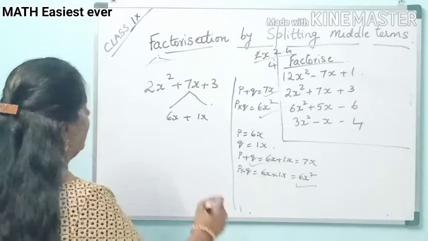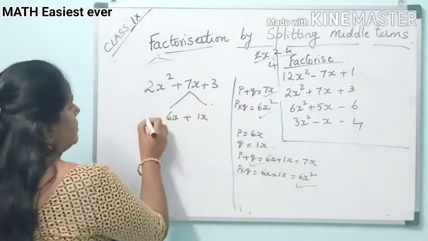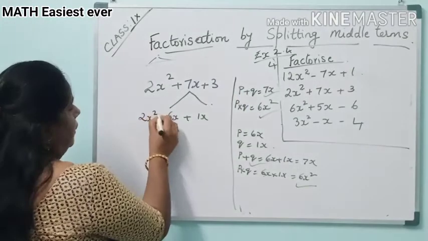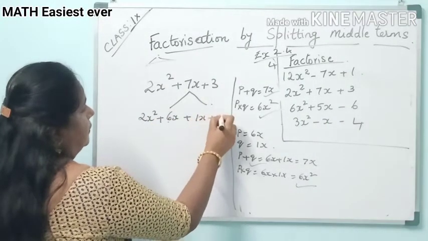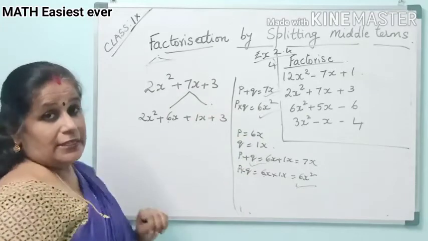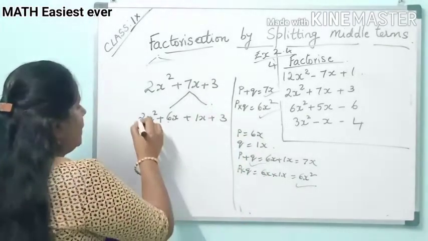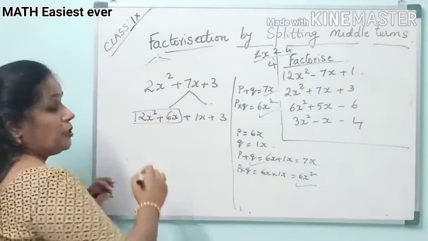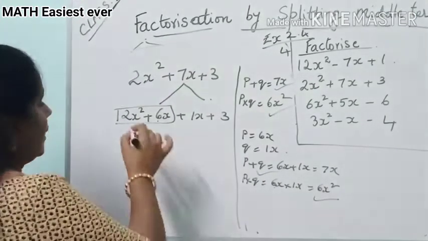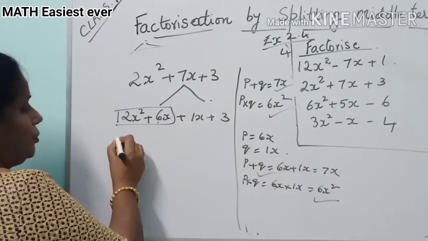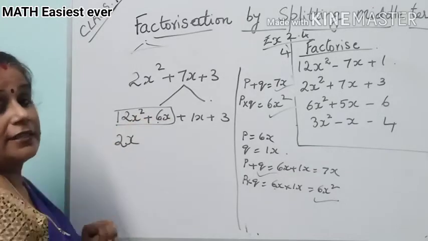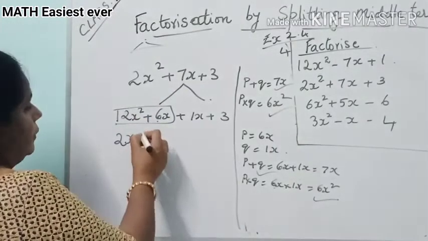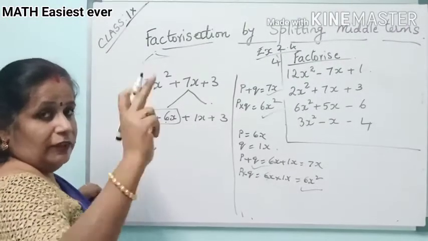Right. So what will I do? I will write all the remaining terms. What is the expression? 2x square plus 6x plus 1x plus 3. So I have split the 7x as 6x plus 1x. Now from these two terms you have to take out the common. 2 and 6, which is common? 2 is common. X square and x, which is common? X is common. So 2x I have taken common outside from the first two terms.